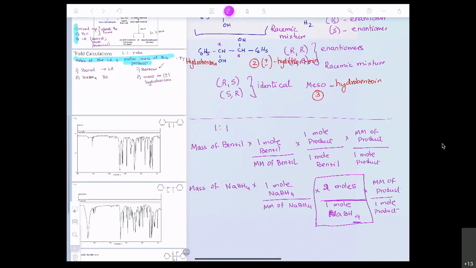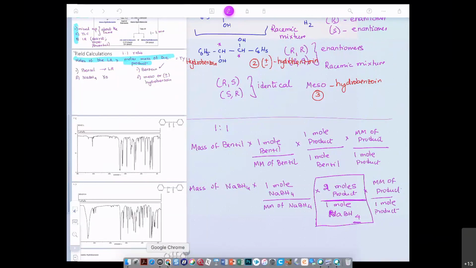So you can get 2 moles of the product, and everything else is going to stay the same. So keep that in mind when you calculate limiting reactant. Let me know if you have any questions.